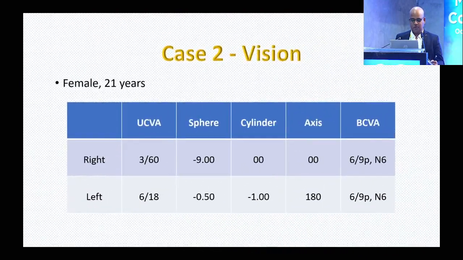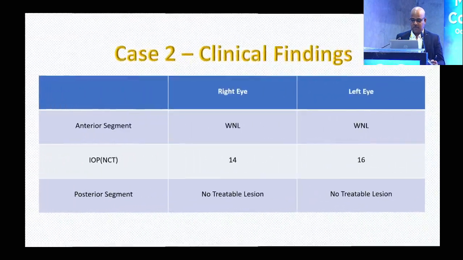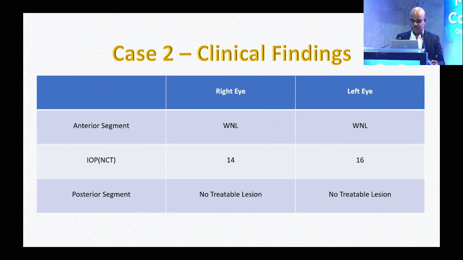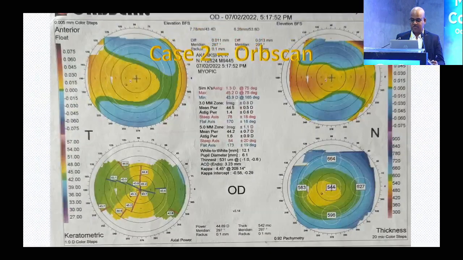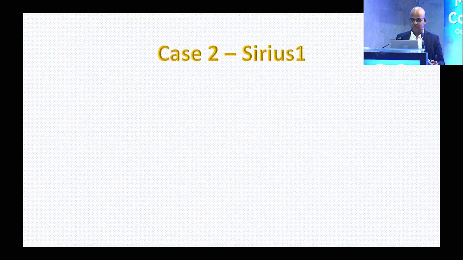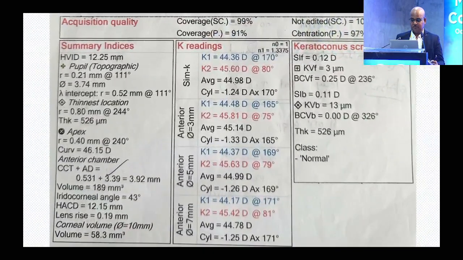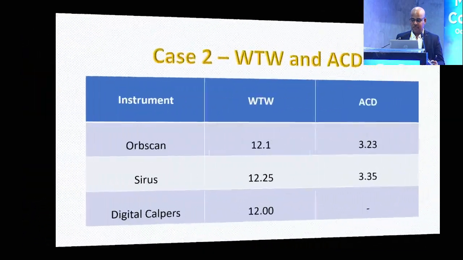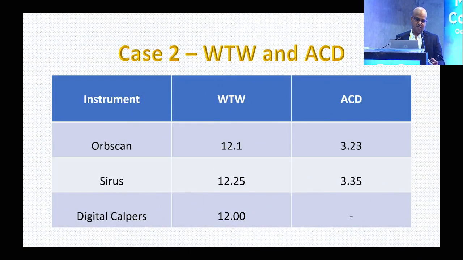Coming to case two, a female, 21 years, who had a refractive error of -9 spherical in the right eye and -0.5 with -1 cylinder in the left eye. Otherwise, anterior and posterior segments were within normal limits. The Oculyzer report was normal, except that for the -9 the thickness may not be sufficient for laser vision correction. So we decided to go with right eye ICL and left eye trans PRK.